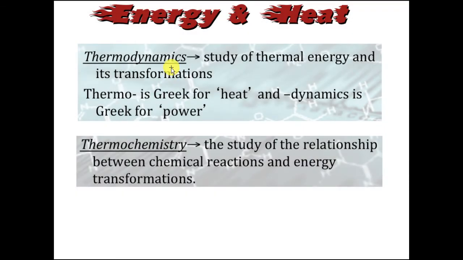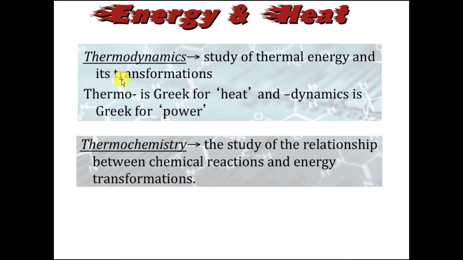All right, this is the first lesson on the next topic, which is thermodynamics. We're going to look at energy and heat in this video lesson. This is one component of a big topic called thermodynamics. We're going to cover thermodynamics in two sections. In this section, we're going to look at mostly thermochemistry.